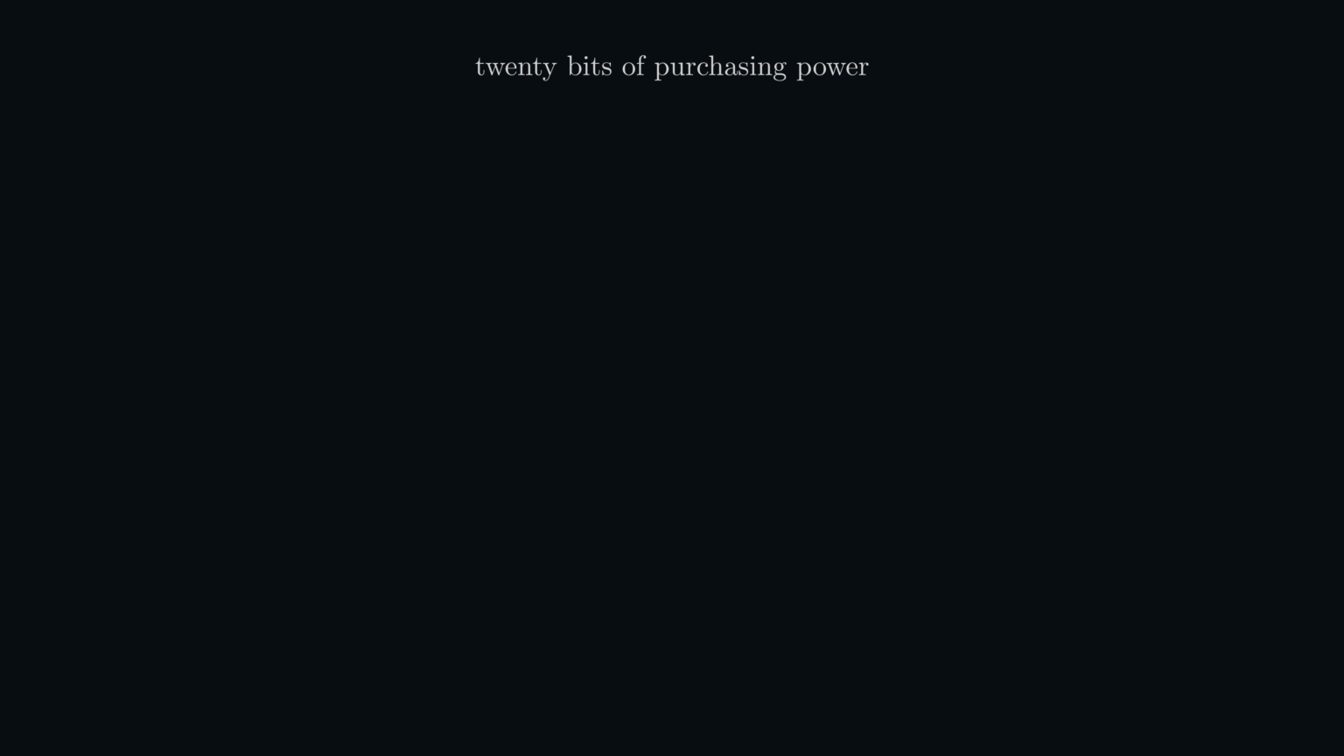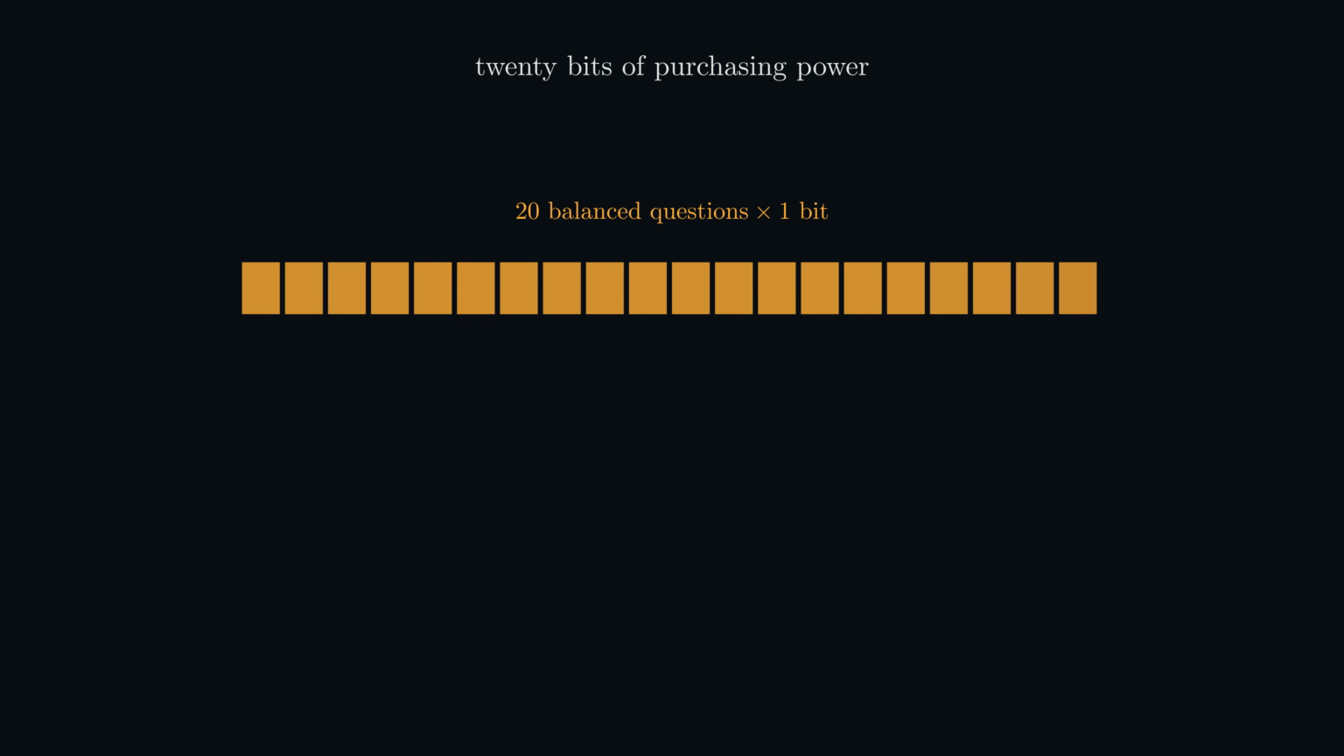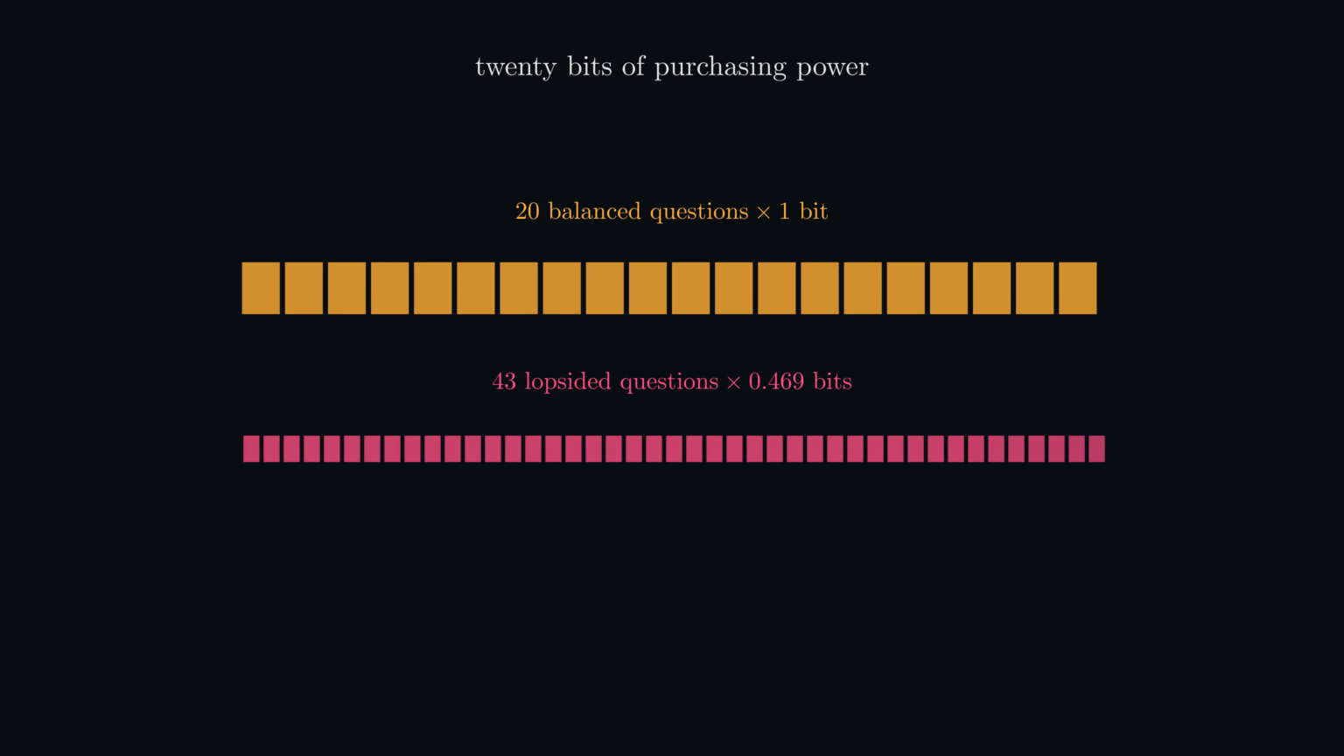Now watch bad questions bankrupt the game. Perfect halving questions. Each earns 1 bit. 20 bits finds one thing in a million. Lopsided questions, the kind where the answer is no, 90% of the time, earn only 0.47 bits apiece.